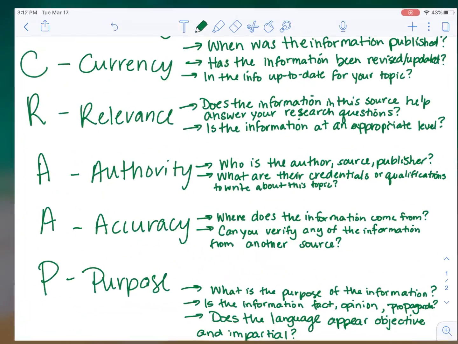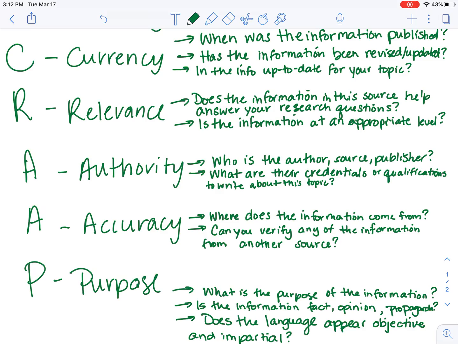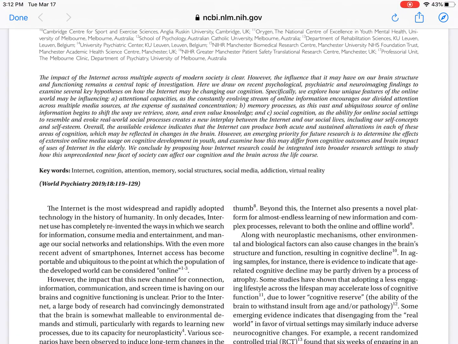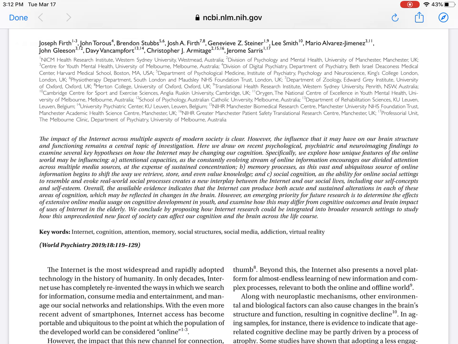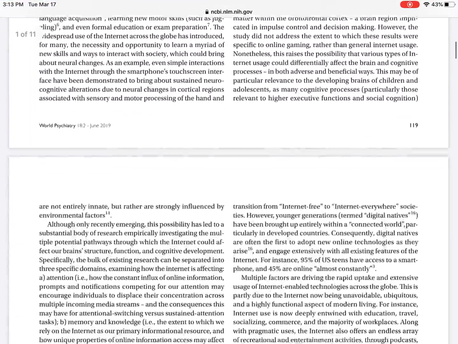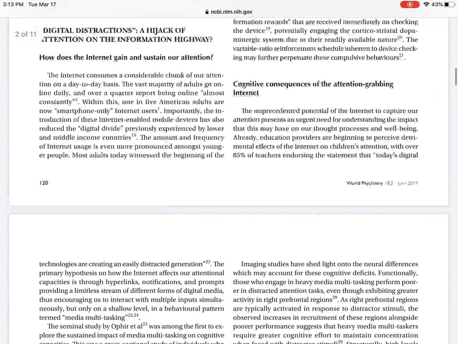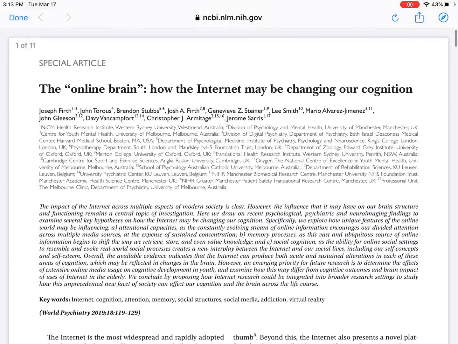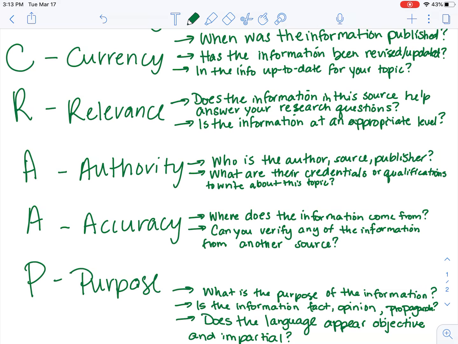Next is relevance. So we want to know if it goes with what I'm talking about and if I can read it. It says, the impact of the internet across multiple aspects of modern society is clear. However, the influence that it may have on brain structure and functioning remains a central topic of investigation. It says some stuff about attention capacities, memory process, and social cognition. And those are the things I was thinking of. So it looks like it's going to be relevant. And just reading through a little bit of it, this seems perfectly readable. I don't think I'll have a problem reading that. So I'm not worried about the relevancy.